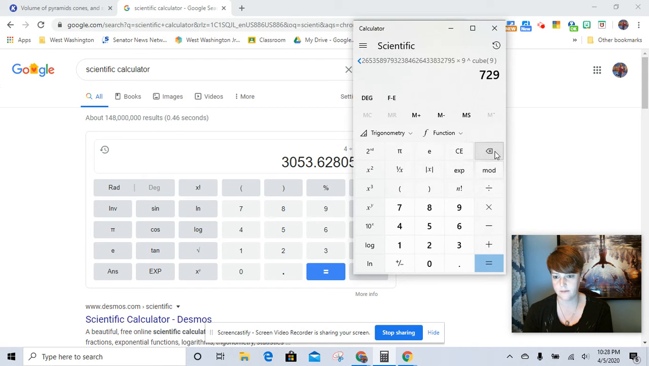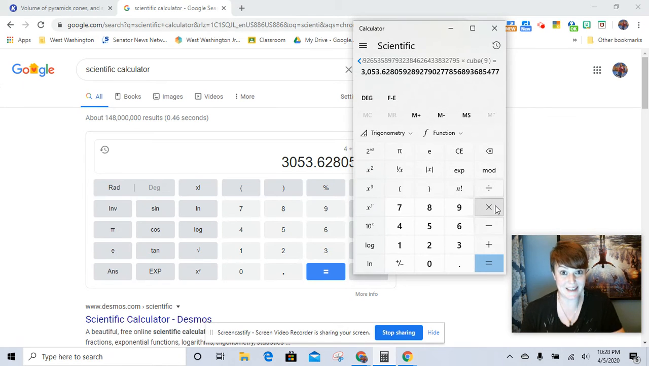Hang on. All right. I don't like this one anymore. Okay, so 4/3 times, here it is, pi times 9 cubed. There we go. And then that gives us the same thing here that Google did.